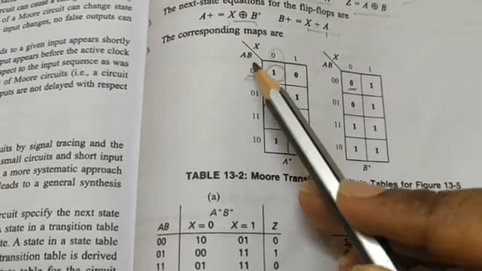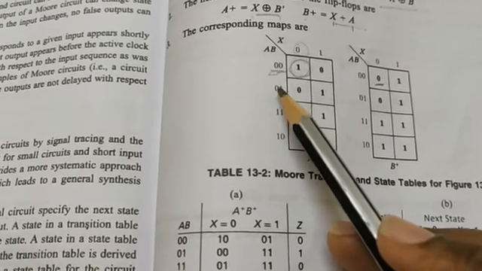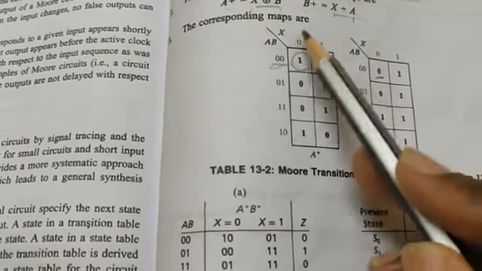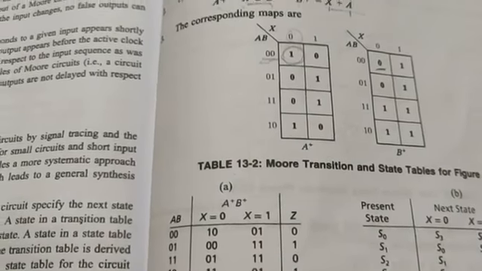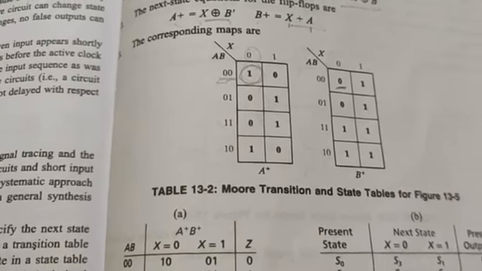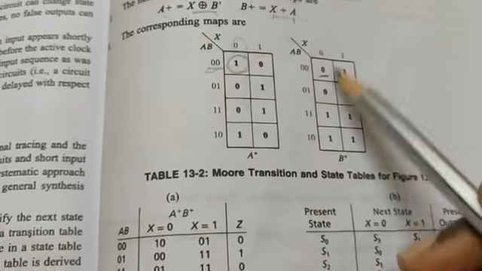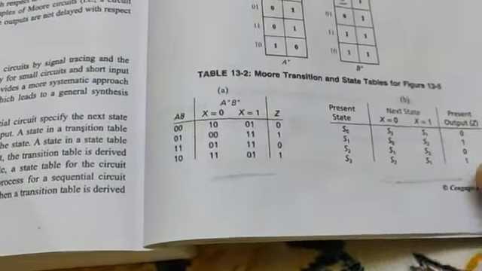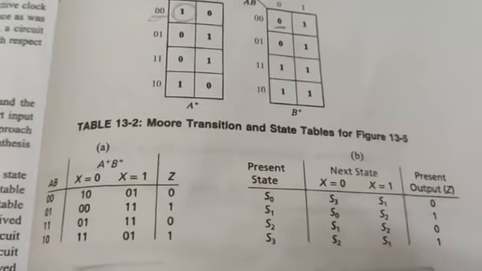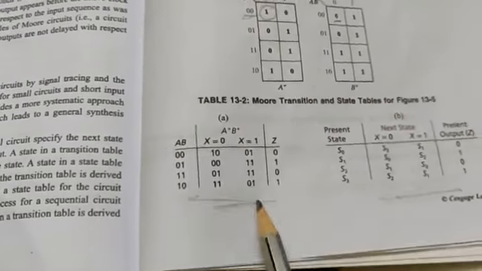Similarly, what happens when A is equal to 0, B is equal to 0, X is equal to 1? What happens when A is equal to 0, B is equal to 1 and X is equal to 1? So similarly, if you just keep on passing the values with respect to A value, B value and X value for that particular circuit, analyze the things and fill up these K-maps, you get these values. Once you are done with this, you need to write the state table. This is a transition table, this is a state table.